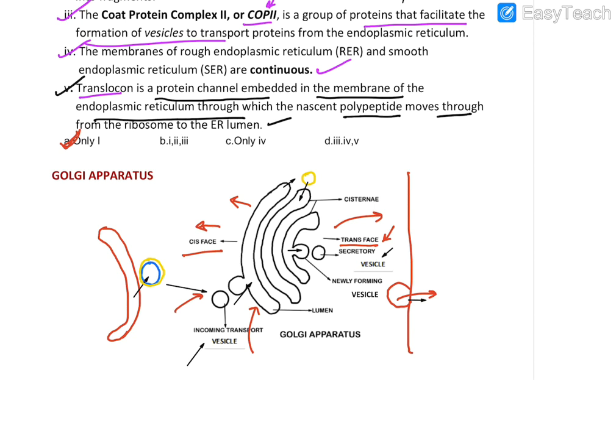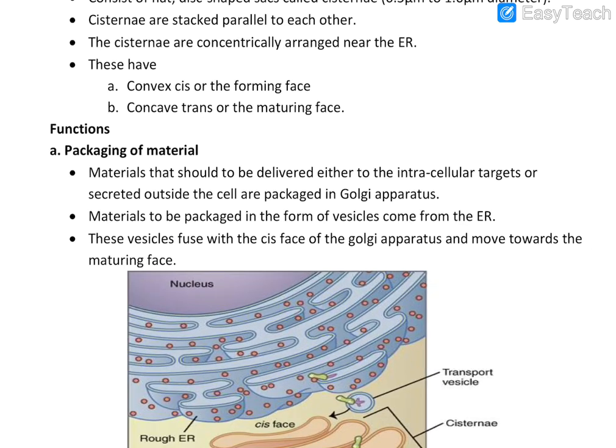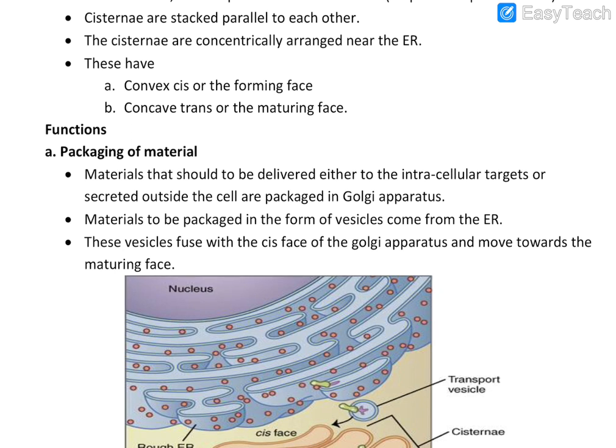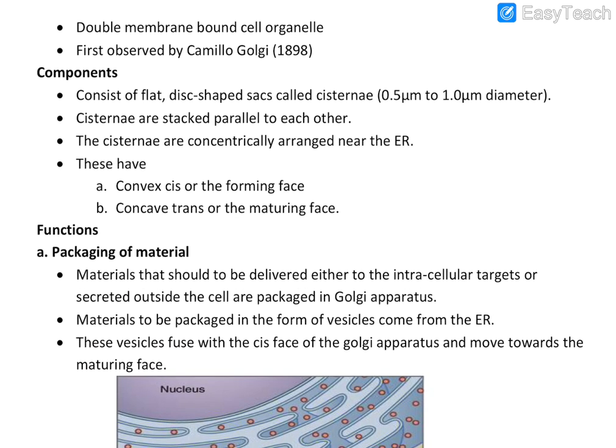Such a cell organelle was first identified and studied by Camillo Golgi. So the scientist who first observed the Golgi apparatus is Camillo Golgi. That's why it is called the Golgi apparatus. But here we have drawn a double membrane. It is actually a single membrane cell organelle.